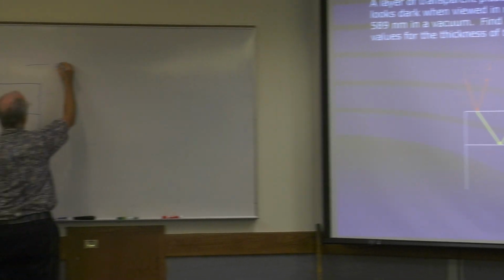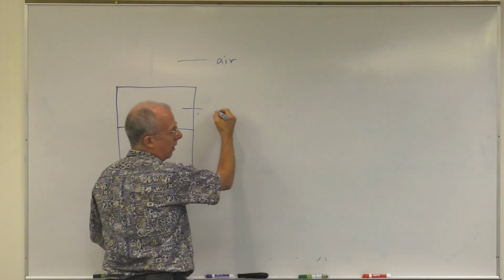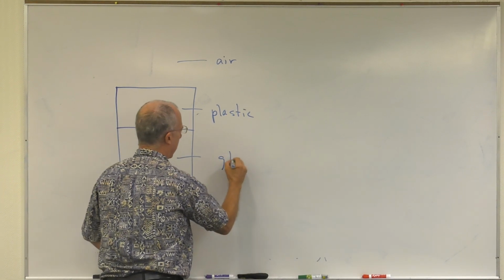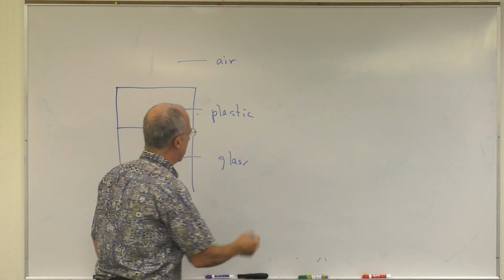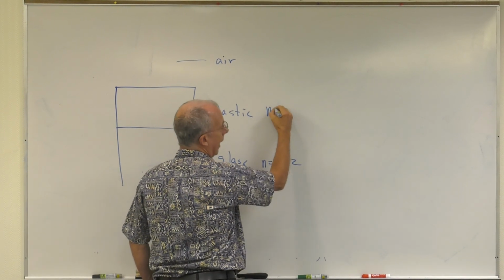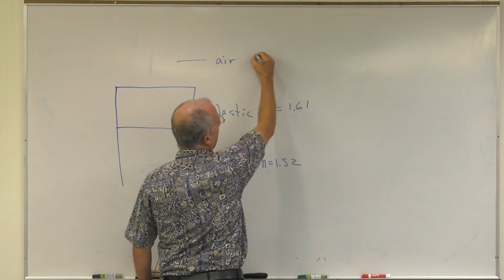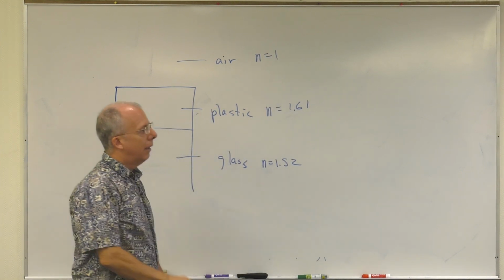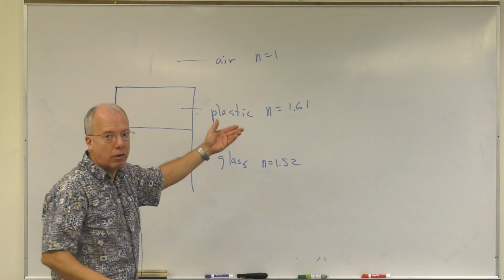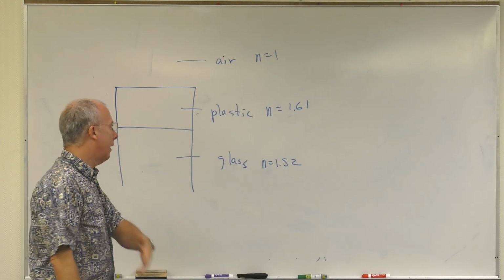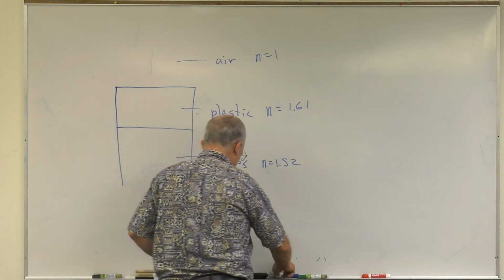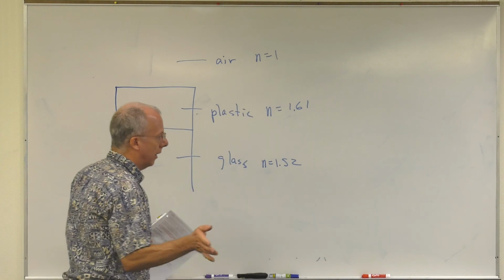So this is air up here, and there's the plastic, and then glass. And you always want to write down the n's because that's the important thing. So n is 1.52, n is 1.61, n equals 1 for air. You got to know n equals 1 for air. This is like the pictorial representation that we did in Physics 121. You do this, you get it right. Hopefully. Okay, so that's it.